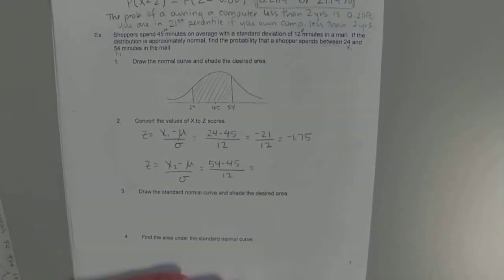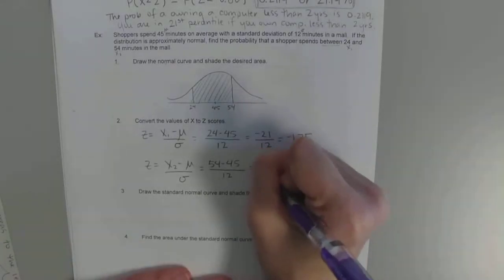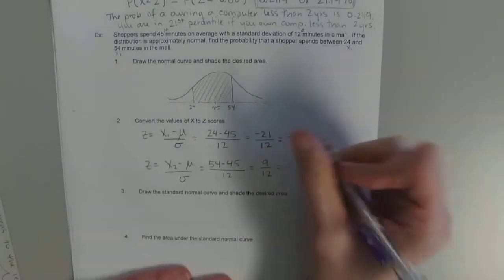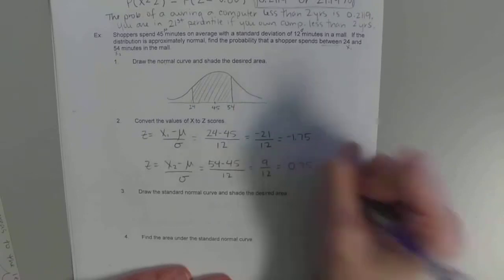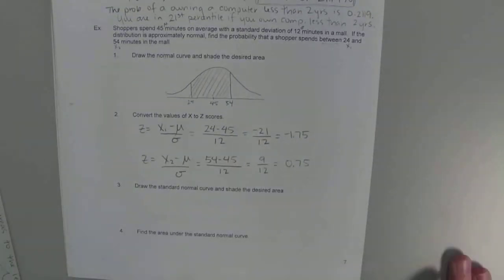And then on top here, 54 minus 45 is 9 divided by 12. And so that's just a standard deviation or a z-score of 0.75. So kind of keep in mind, again, z-scores might never ever make sense to you, but z-scores just mean how far away are you from the mean in terms of standard deviations. So we were almost 2 standard deviations away from the mean when we were 24 minutes. That's why it was close to 2, right? And we're not quite 1 full standard deviation away. We weren't 12 minutes away from the mean.